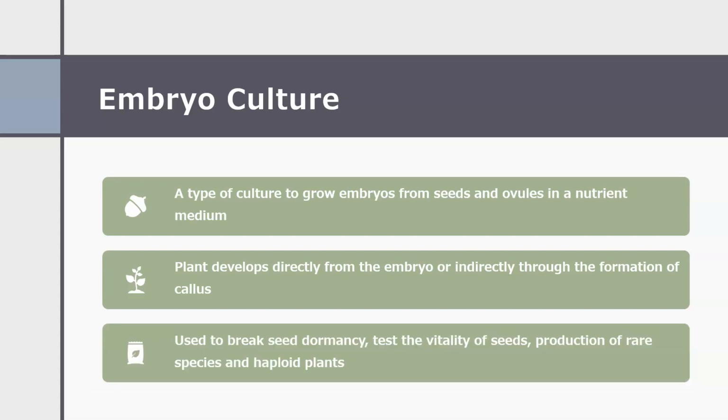This technique has been developed to break seed dormancy, test the vitality of seeds, produce rare species, and produce haploid plants. It is an effective technique that is employed to shorten the breeding cycle of plants by growing excised embryos and results in the reduction of the long dormancy period of seeds.